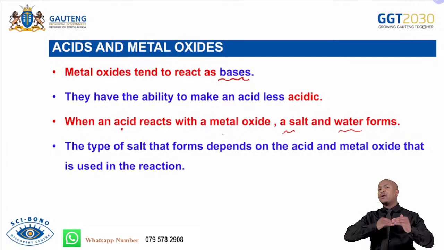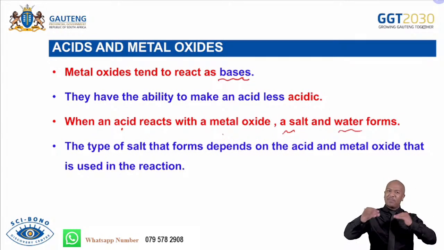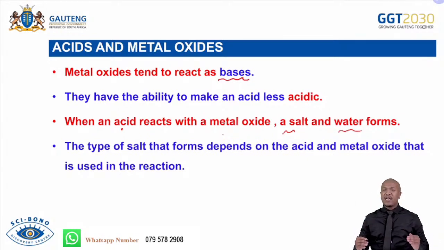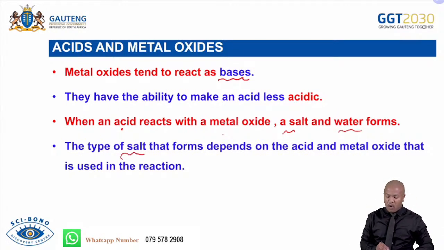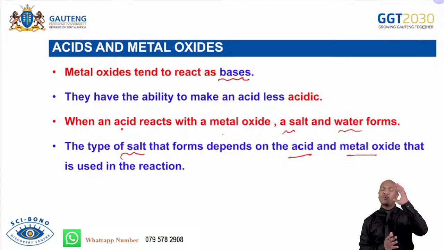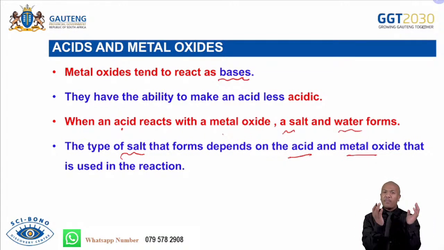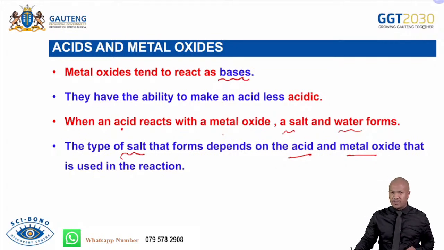We said that during a chemical reaction, no atom is added or omitted, right? What does this mean? They are simply rearranged. So that's why the type of salt that is formed depends on the acid and the metal oxide in the reaction. There's going to be a rearrangement of atoms from the acid and the metal oxide to give us the type of salt that we need. But we'll look more into that.